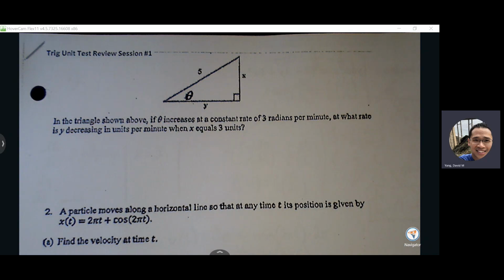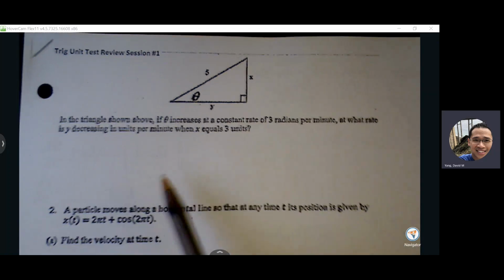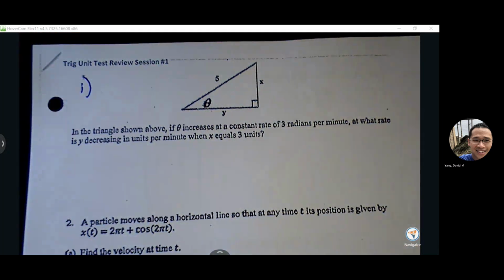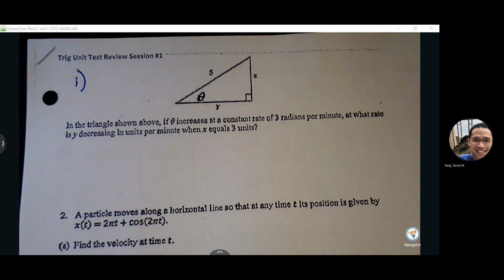Okay, so this is off the trig unit test review. In the triangle related rates here, number one. In the triangle shown, if theta is increasing at a constant rate of 3 radians per minute, at what rate is y decreasing in units per minute when x equals 3 units?